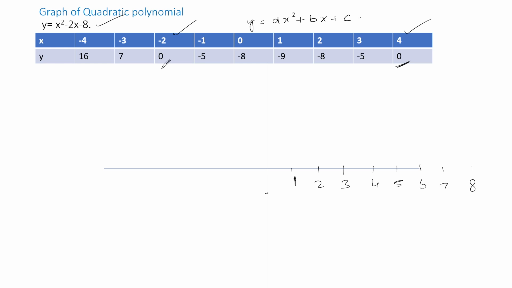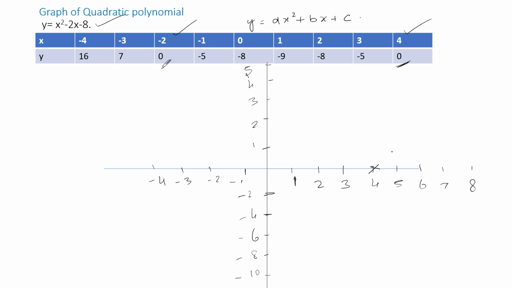I think on the y-axis I should take minus 2, 4. We'll take 2, 4, 6, 8, and then 10. Here also it goes till 16. Then minus 1, minus 2, minus 3, like this, and then here 1, 2, 3, 4, 5. So now first we'll start from here, 4, 0.